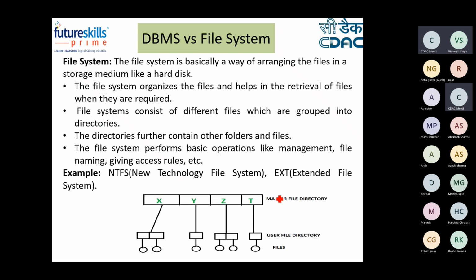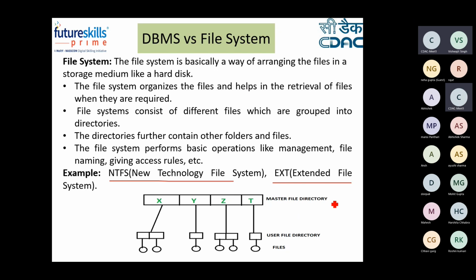Now, DBMS versus file system. A file system is basically a way of arranging the data. A file contains the data, and that structure will be stored on the hard disk. A file system uses directories, and under a directory we create subdirectories. We have two terminologies that we use under the file system: NTFS and EXT. NTFS is the New Technology File System, and EXT is the Extended File System.